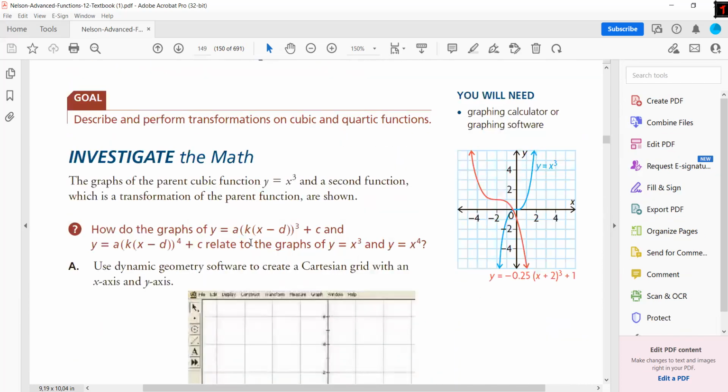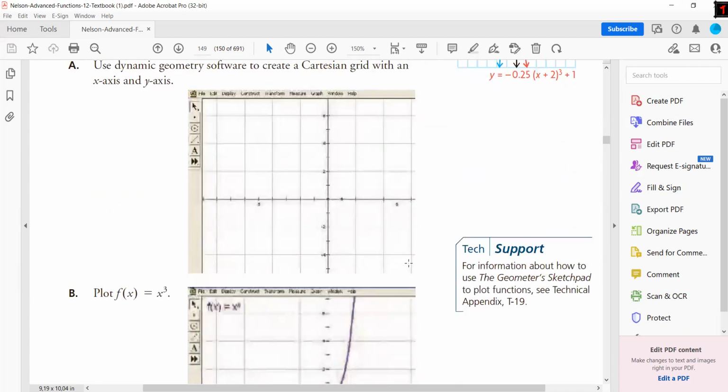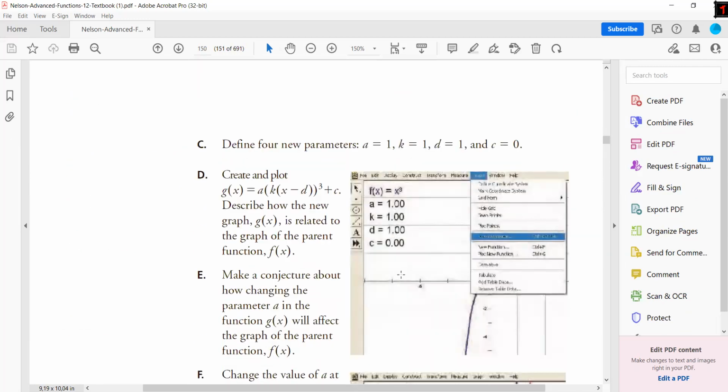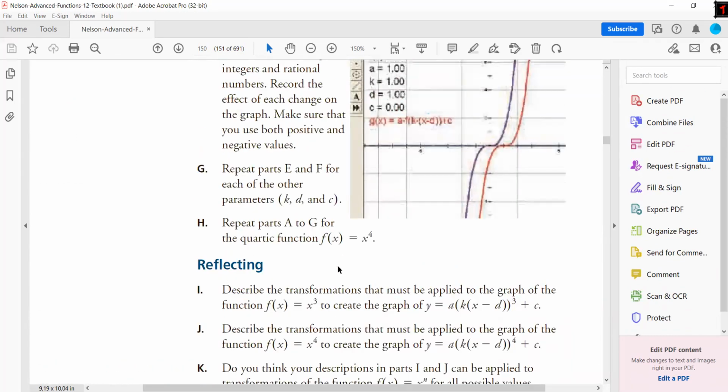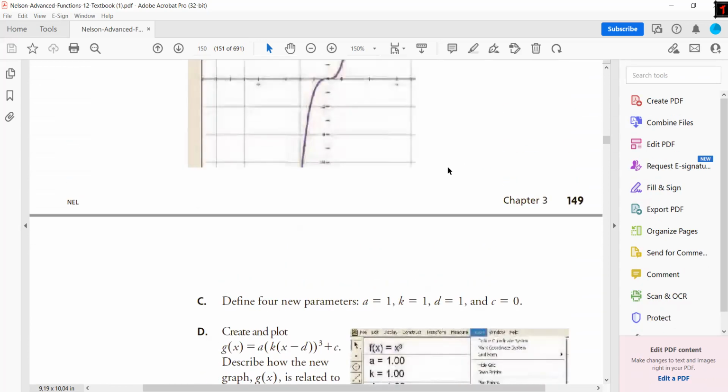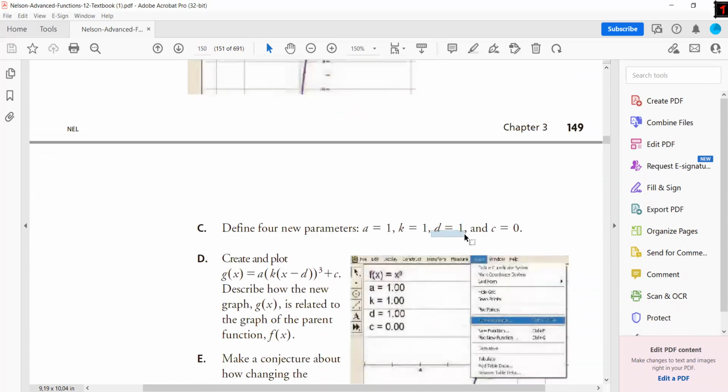By the way, here I made a little mistake. Parameter k would equal 1 for this variable. So basically what we can see here, when we choose a equals 1, k equals 1, d equals 1, and c equals 0, our polynomial function would change in the following way. We would have, for example, y equals x minus 1 to the third power. This is what d equals 1 means, right?